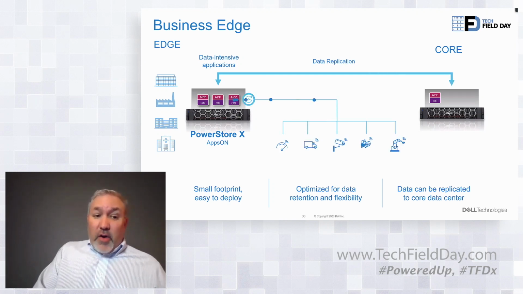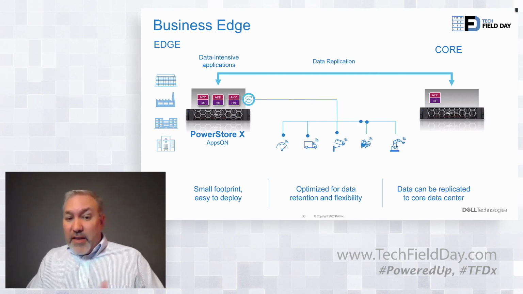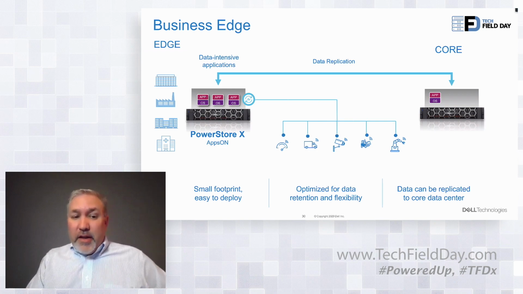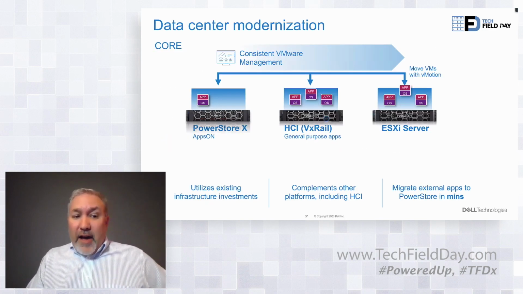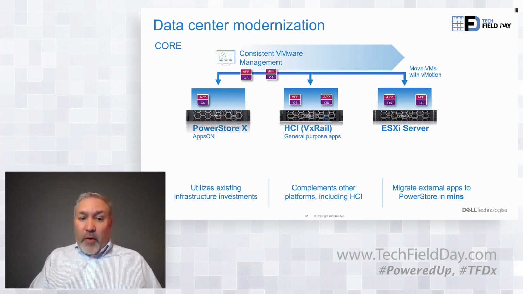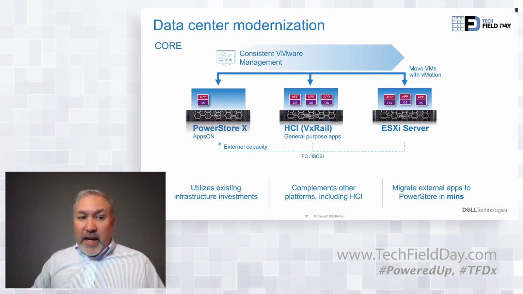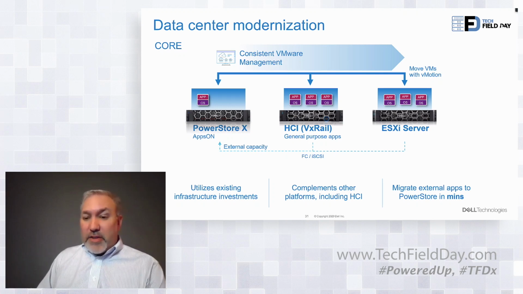We can leverage onboard replication to send that data back to the core data center. We can also have PowerStore X deployed and work in tandem with customers inside of their core data center. If they've got highly scalable, highly performant applications that they want running in a RHEL cluster, they can do that and simultaneously serve up additional storage from PowerStore X via Fiber Channel or iSCSI. Or we can simultaneously serve up external storage to a pre-existing ESXi server farm that's independent from everything else.